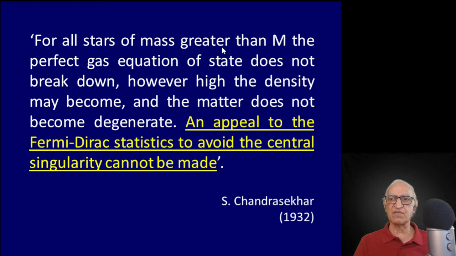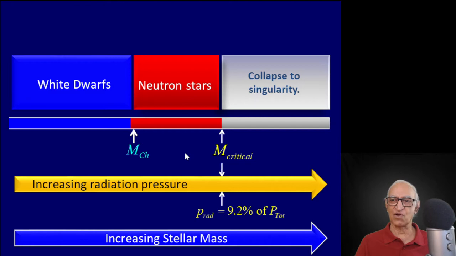For all stars of mass greater than a critical mass, the perfect gas equation of state does not break down, however high the density may become, and the matter does not become degenerate. An appeal to Fermi-Dirac statistics to avoid the central singularity cannot be made. Therefore, Chandrasekhar's answer was that for all stars above a critical mass, matter will remain classical because the radiation pressure will always be greater than 9.2% of the total pressure, and a collapse to singularity cannot be avoided.